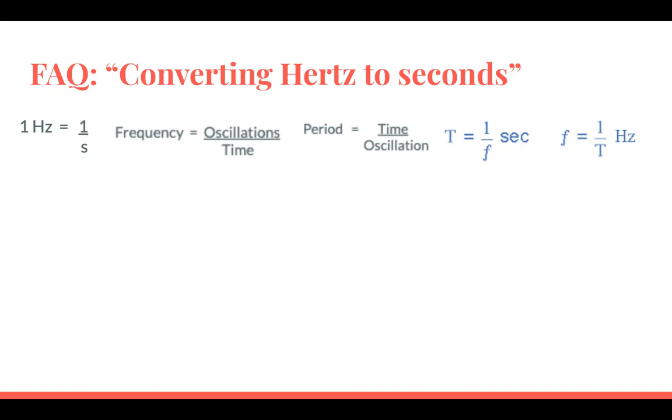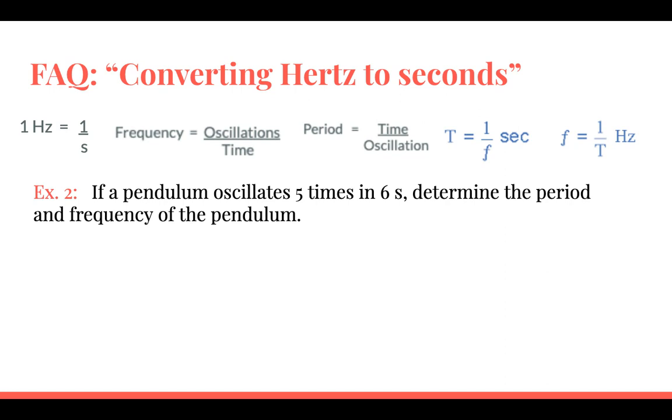Let's take a look at a second example. A pendulum oscillates 5 times in 6 seconds, meaning it swings back and forth 5 times, and it takes 6 seconds for 5 vibrations or oscillations to occur. We need to determine the period and the frequency of oscillation. So what we're given is the number of oscillations and time.